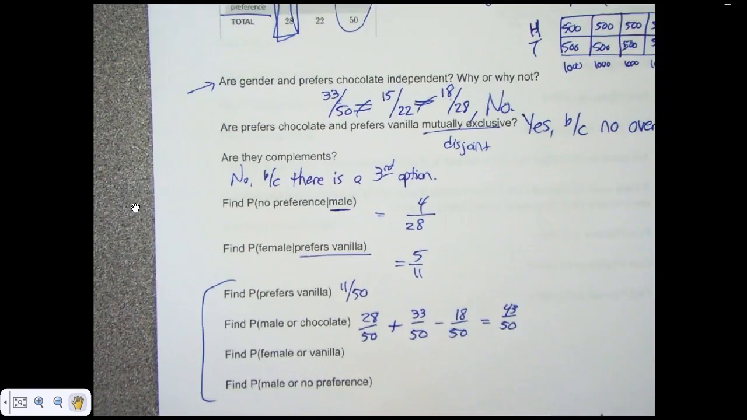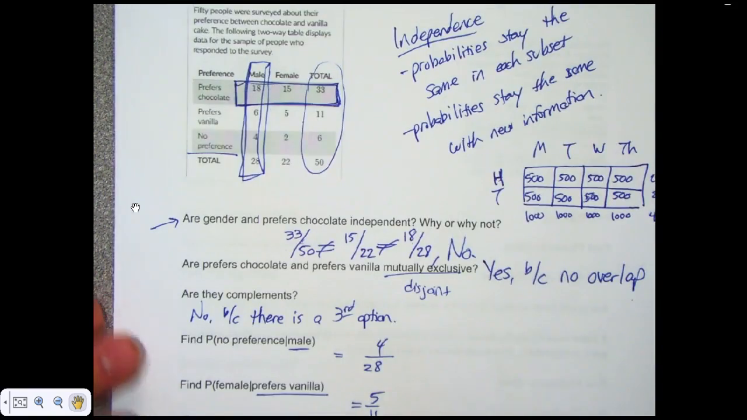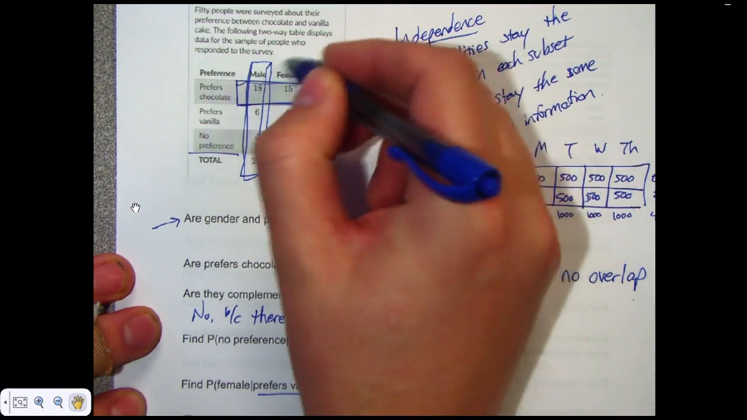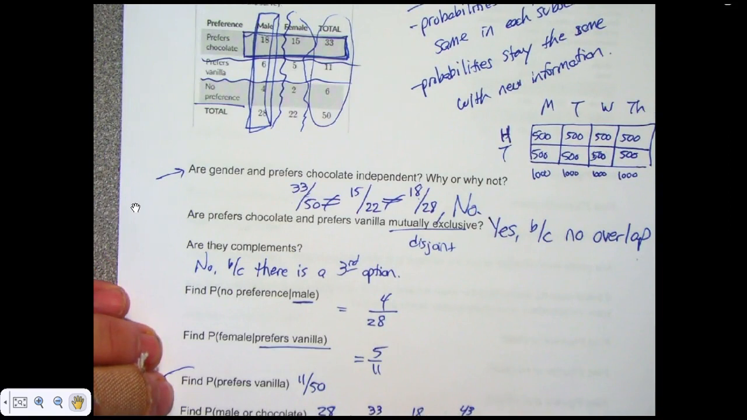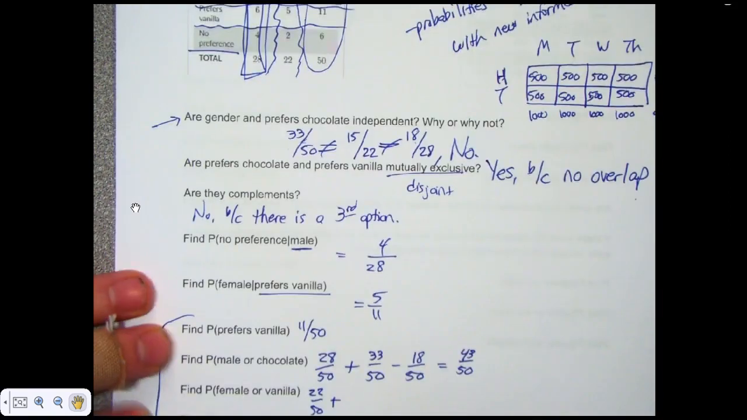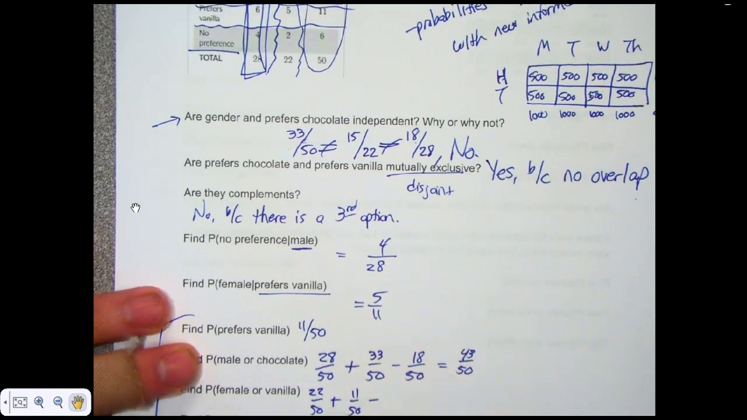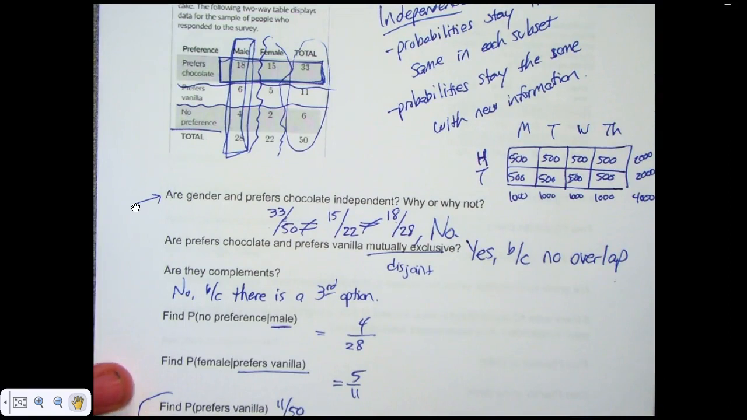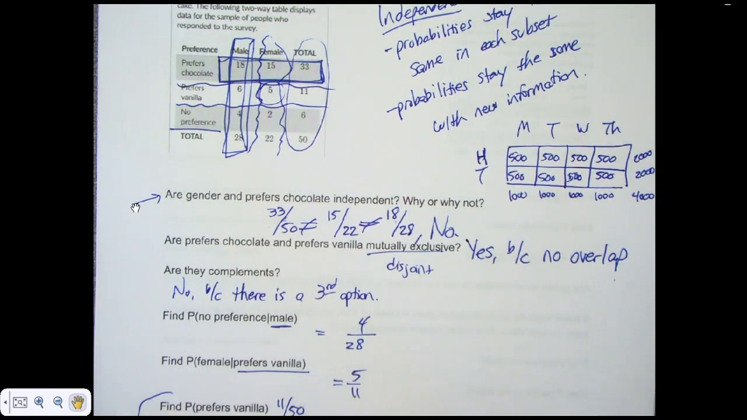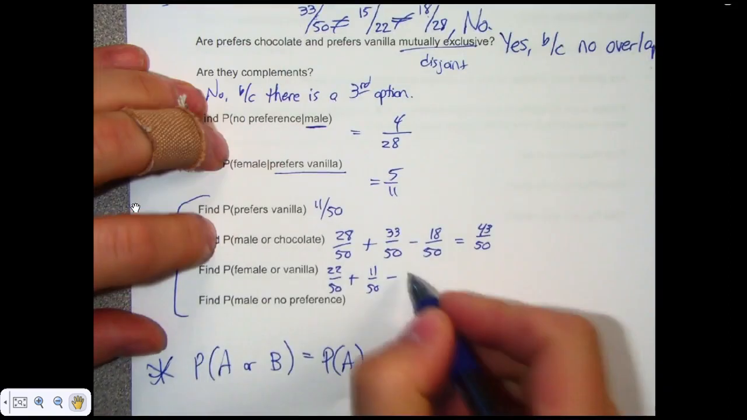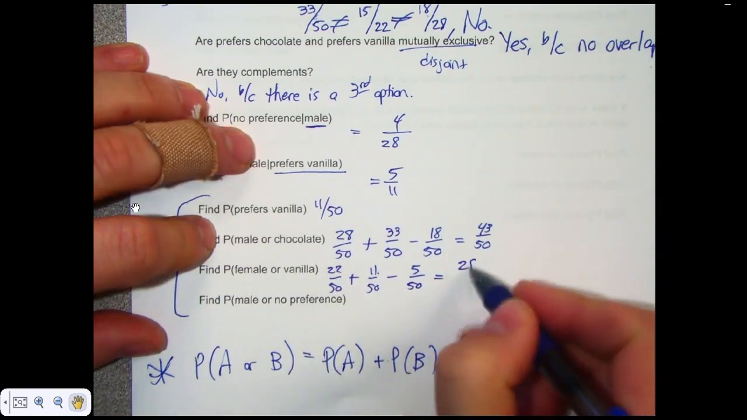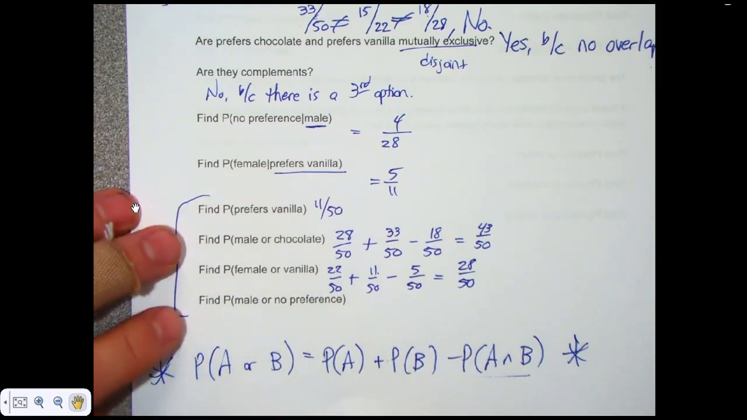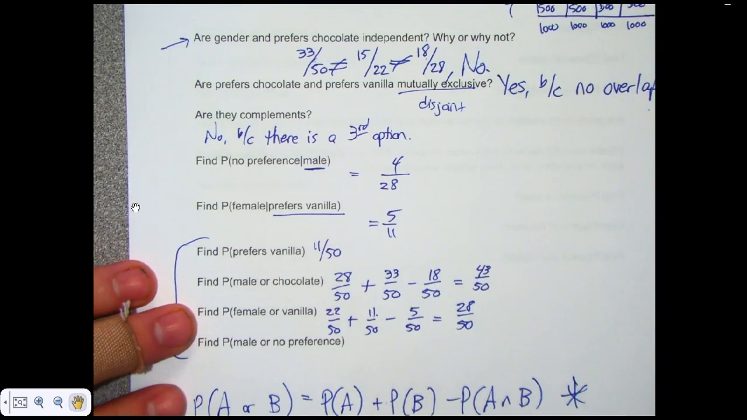Okay, female or vanilla. So the same idea. Would have like a billion lines on this table, but female would be that group right there. Vanilla would be that group right there. So female is 22 out of 50. Vanilla is 11 out of 50. What do we have to subtract though? 5 out of 50 because that 5 is female and vanilla. So it got counted twice. It got counted in both groups. We don't want to count it twice. So then 22 plus 11 is 33 minus 5 is 28. Alright?